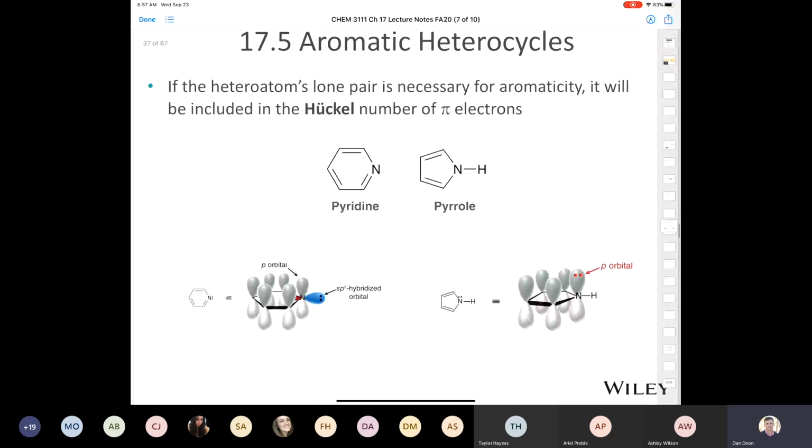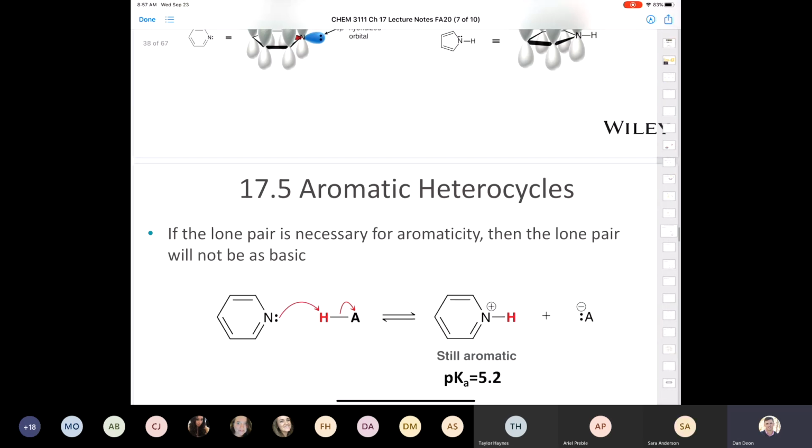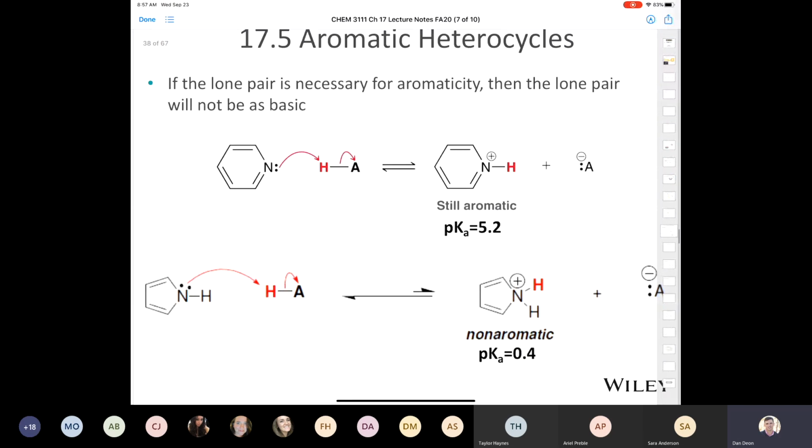Now, continuing on in that same vein, it says here, if the heteroatom's lone pair is necessary for aromaticity, it will be included in the Huckel number of pi electrons. So that's basically what I was just telling you. This is Dr. Klein's summary of Mr. Dion saying a molecule, or lone pair, will do what it's got to do to make a molecule aromatic. Okay, let's move on from there and talk about the basicity of these two compounds.